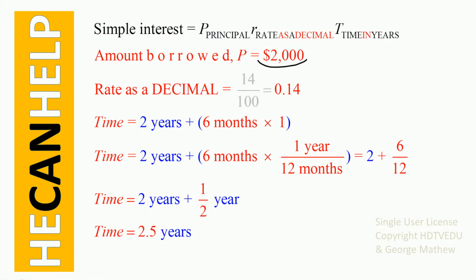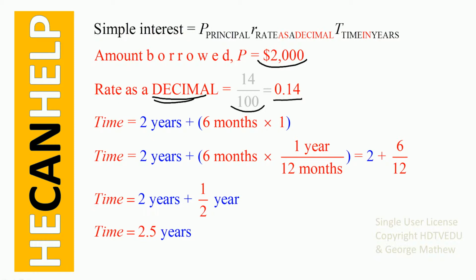What is the amount that John borrowed? $2,000. So that becomes the principal. The rate as a decimal. So once we have the percent, make sure you divide by 100 and you get the decimal. So that is one place where we can go wrong.